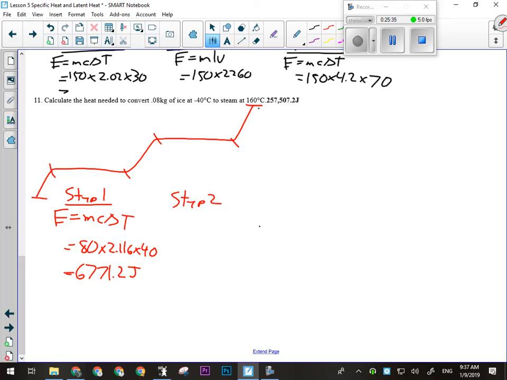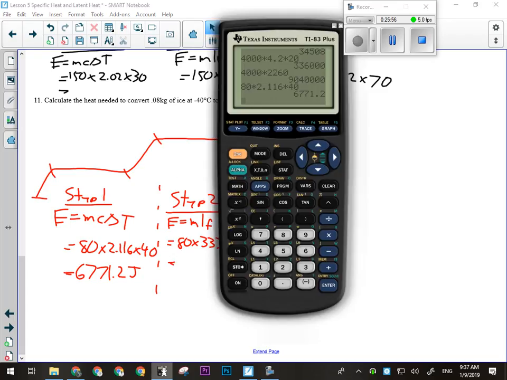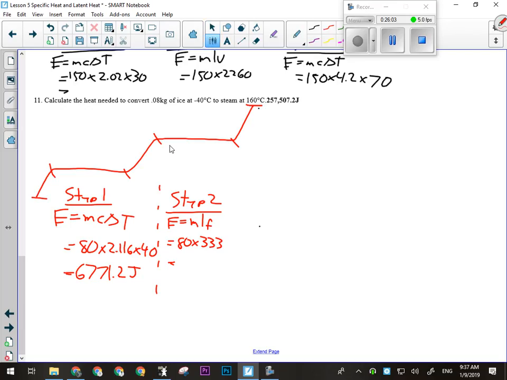All right, step 2. I've got the ice to 0 degrees Celsius. If I keep adding heat, the ice will melt. When it's doing that, we are looking at a change in potential thermal energy. That'll be E equals MLF. So that will equal 80, the mass, times 333, the latent heat of fusion of water. That'll give us how much energy is required to melt the ice. So 80 times 333 is 26,640 joules. So that's step 2.